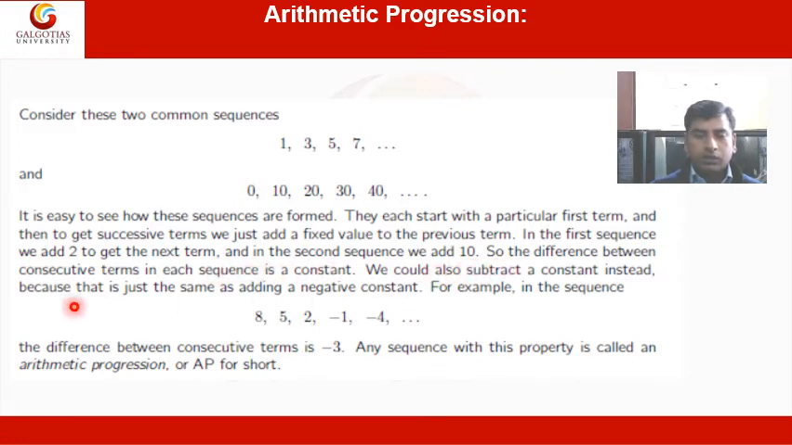So the difference between consecutive terms in each sequence is a constant. That is, in the first it is 2 and in the second it is 10. We could also subtract a constant instead, because that is just the same as adding a negative constant. For example, in the sequence 8, 5, 2, -1, -4 and so on, the difference between consecutive terms is -3. Any sequence with this property is called an arithmetic progression, or AP for short.